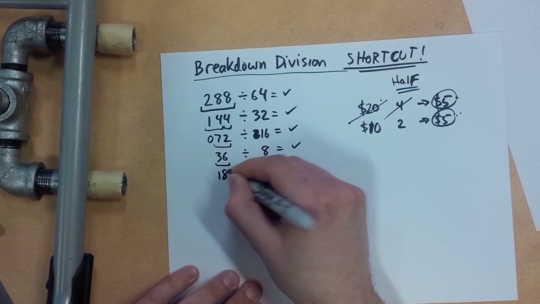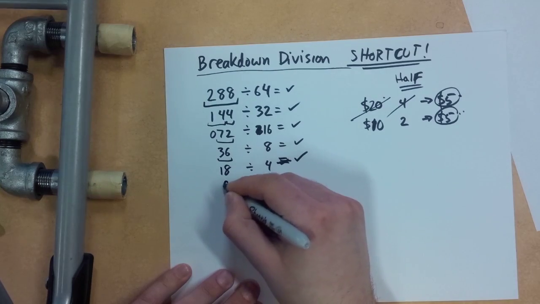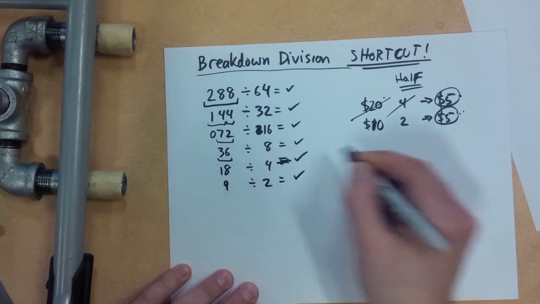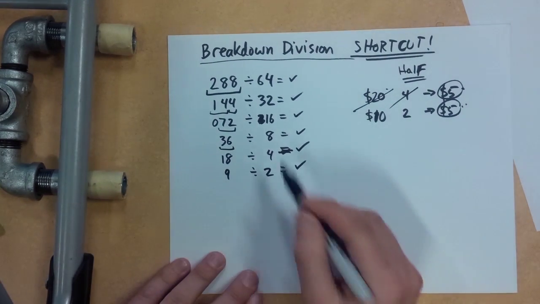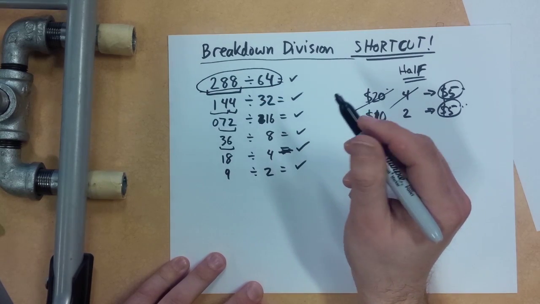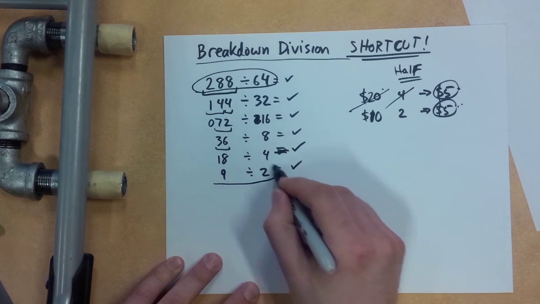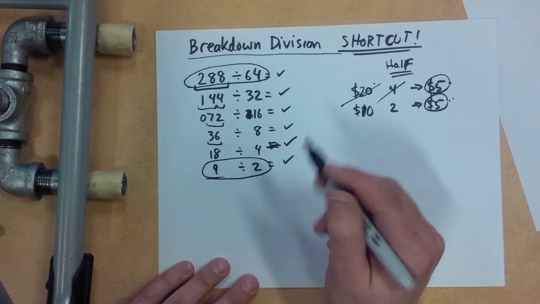Cut that in half, 1.8 divided by 4. That answer is the same. And then 0.9 divided by 2. That answer is the same. Now you tell me this. What would you rather deal with? Would you rather look at this and say, "Oh my gosh, I'm going to cry," or would you rather deal with something simple like this, 9 divided by 2?